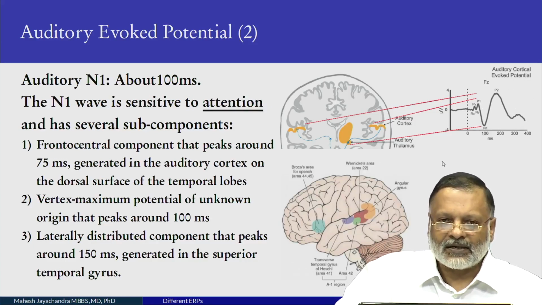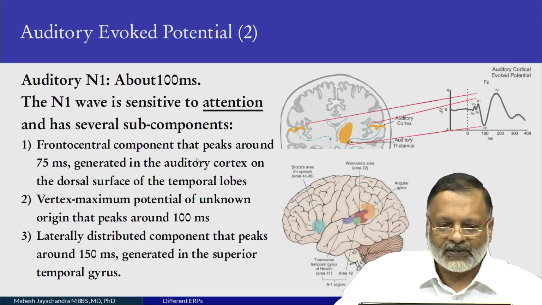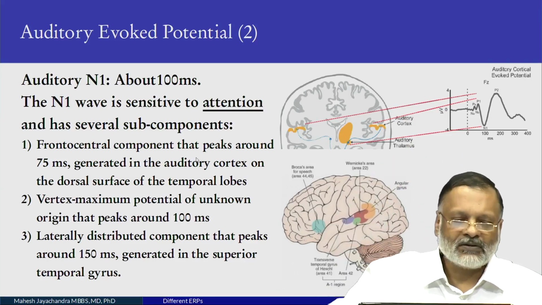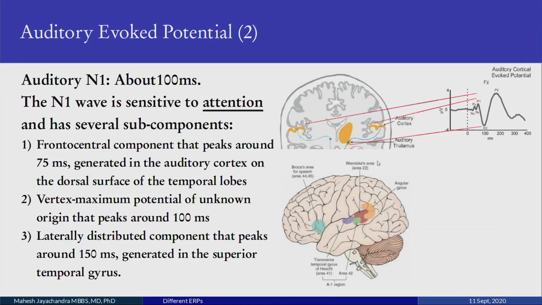So N1 occurs around 100 milliseconds, and this peak has several subcomponents. So one component is a frontocentral component, that's over here, and it peaks at around about 75 milliseconds, and it's generated in the auditory cortex. Over here, this is approximately the auditory cortex. The primary auditory cortex is inside this Heschl's, this Sylvian fissure over here, and the stuff on the outside is Wernicke's area and Broca's area and stuff. So these are all parts of the auditory system.